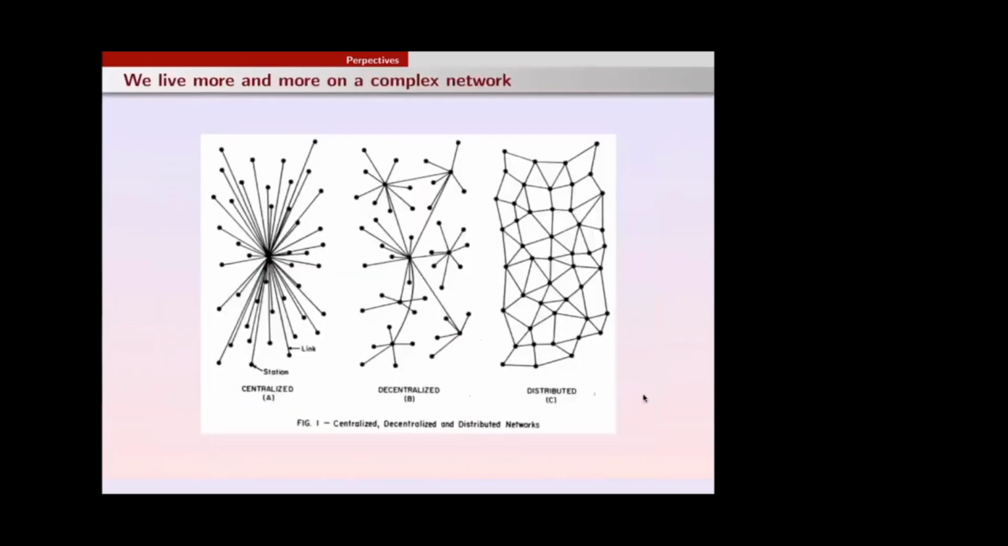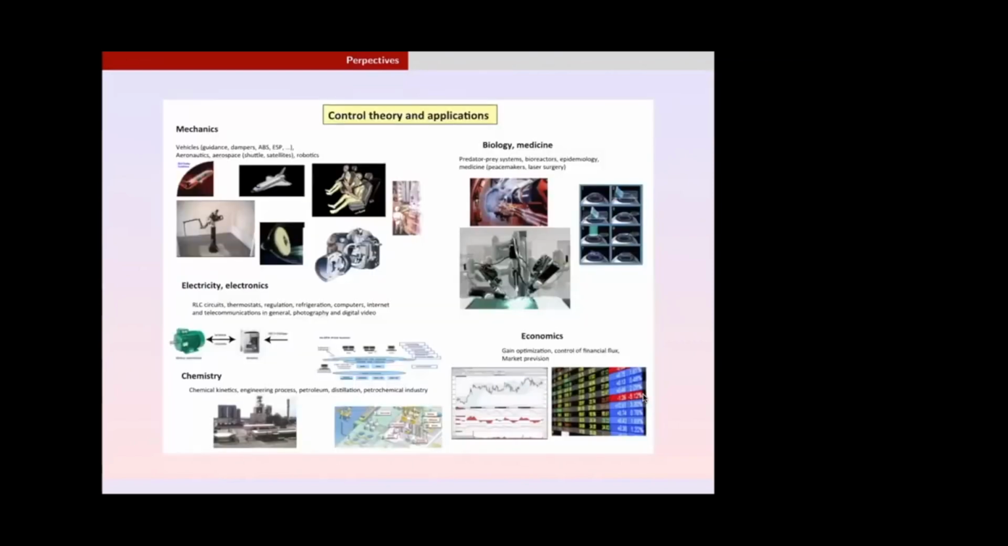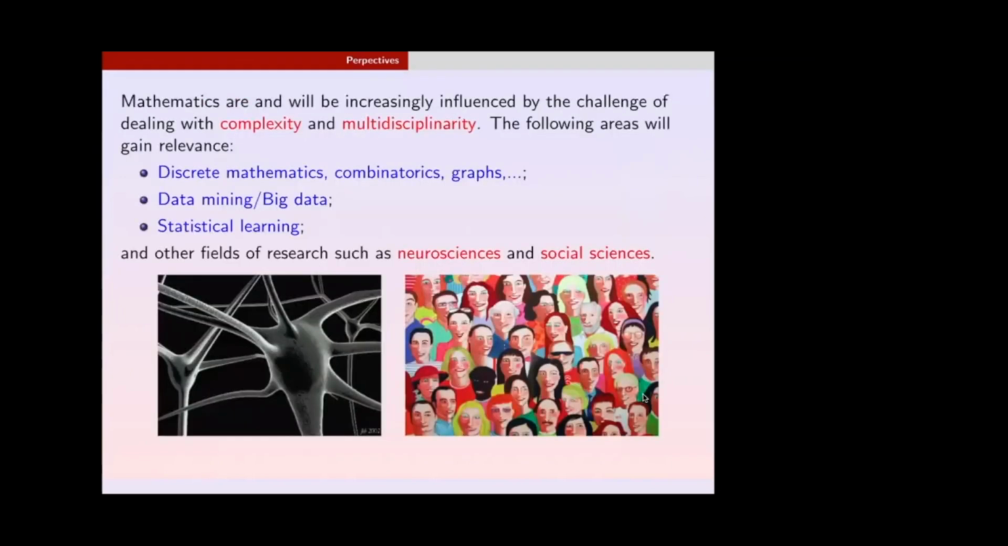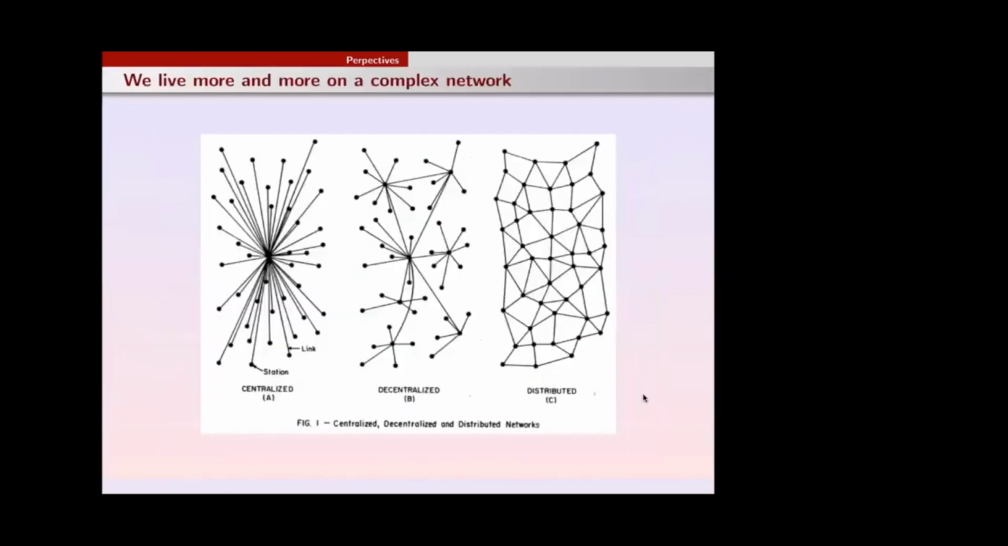So you will not only be dealing with the classical problems of applied mathematics, as those I presented before, like mechanics and electricity and chemistry and biology and economics. But oftentimes you will be dealing with problems of a very high level of complexity, in particular in which network theory will be extremely important, right?